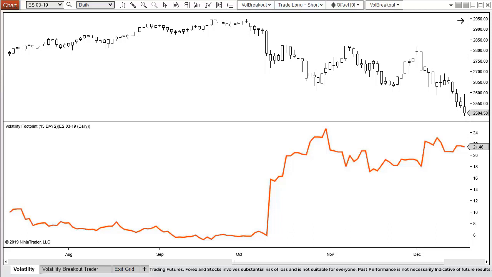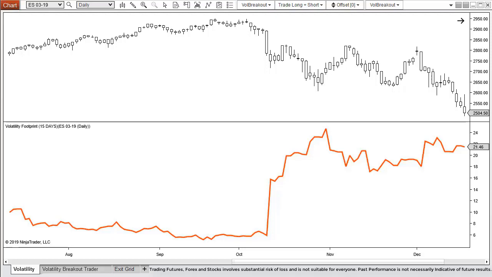This bundle comes with 4 tool suites: the Volatility Footprint, the Volatility Breakout Trader, the Volatility Scanner, and the Exit Grid, which I'll show you how they all work together to help you capture the highest probability 20 to 100 plus tick moves that happen every single day.